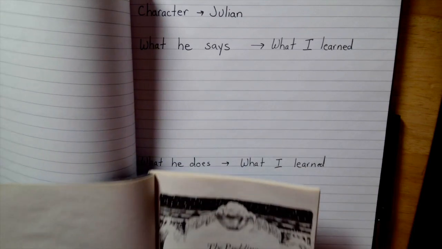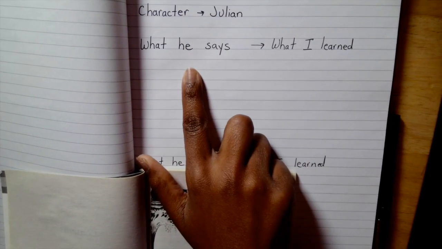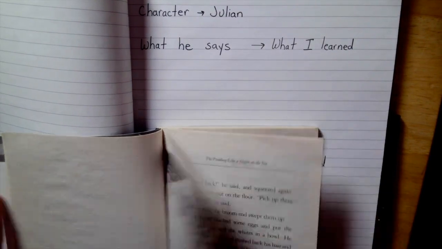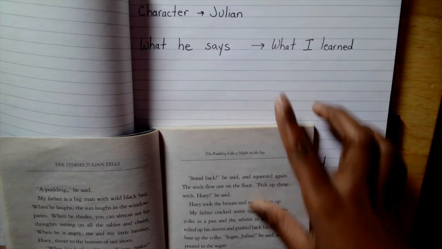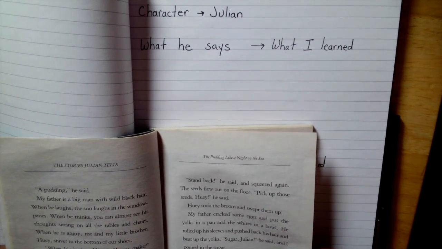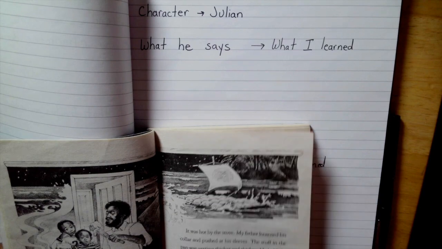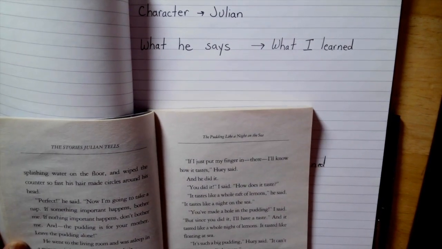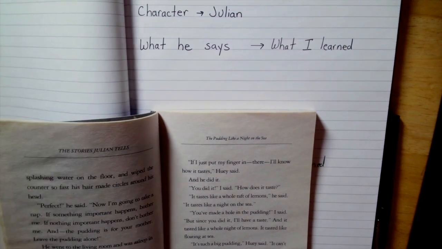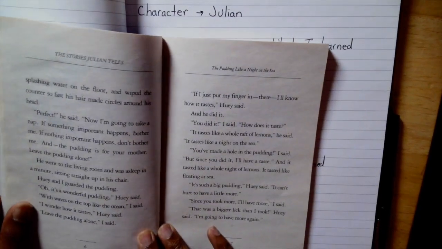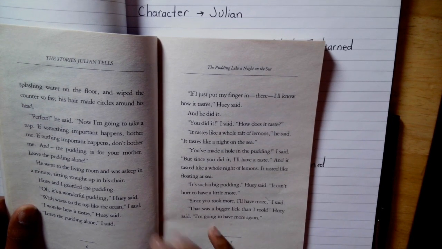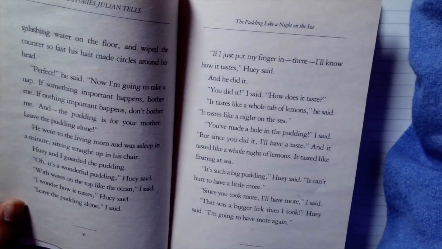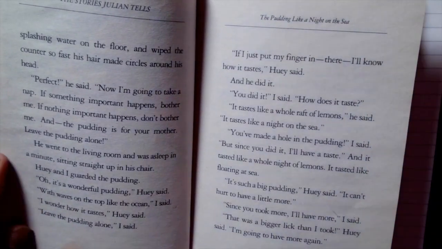So right now we are focusing on the character of Julian, what he says or what he does, and what we can learn from it. Alright, so we're going to start from when they just finish making the pudding and Dad decides to go to sleep. I'm going to zoom in a little bit so you all can see it with me. Alright, here we go.